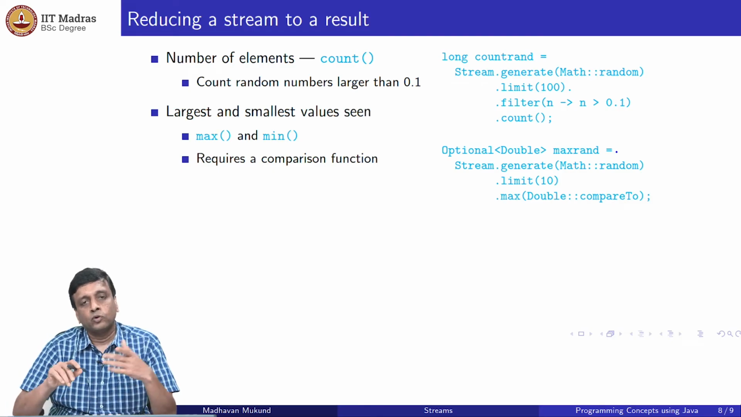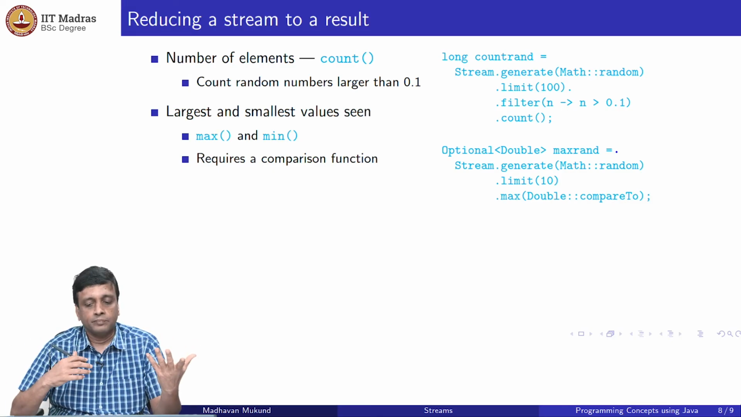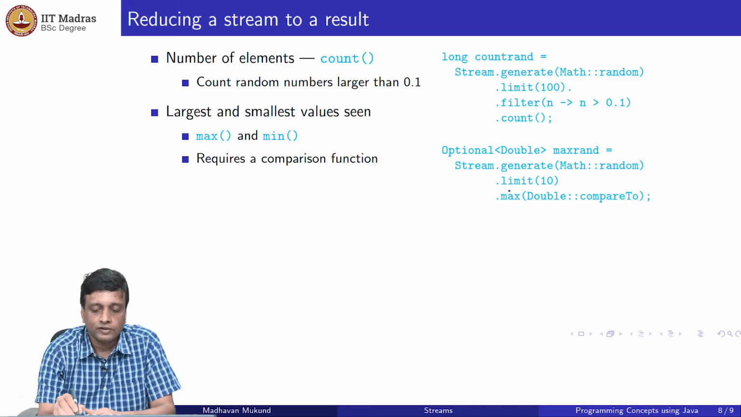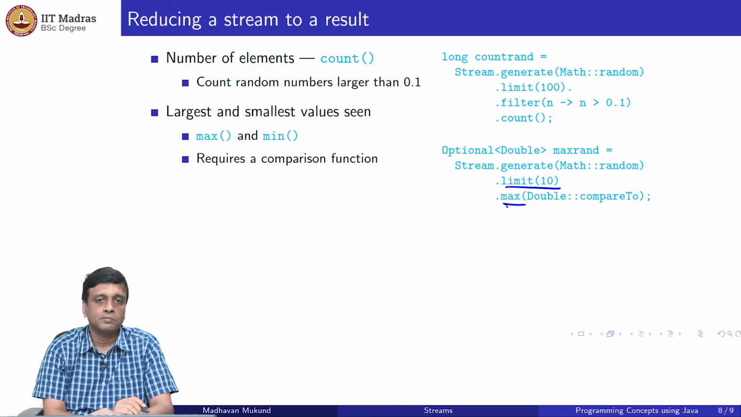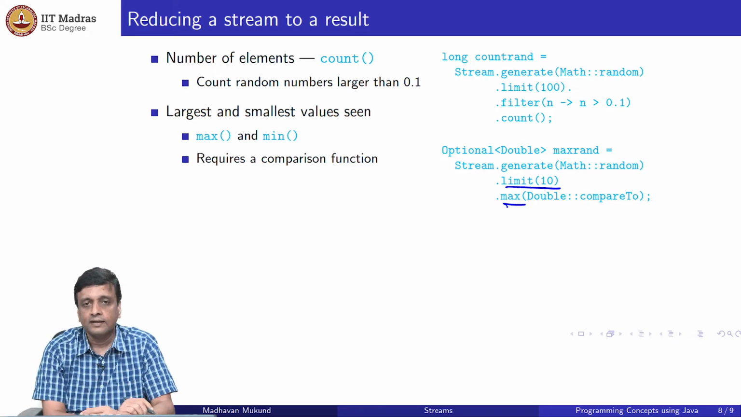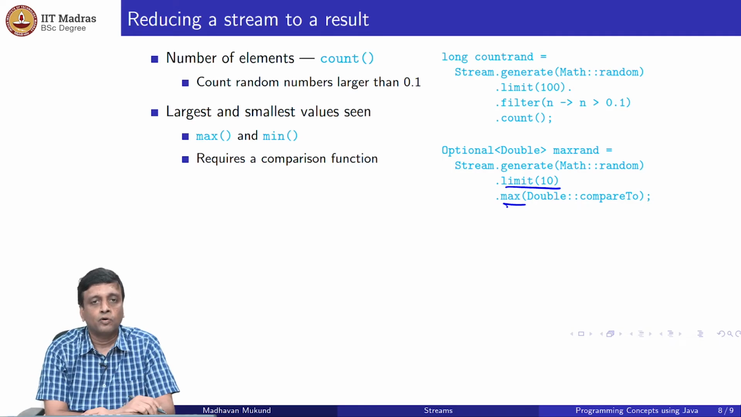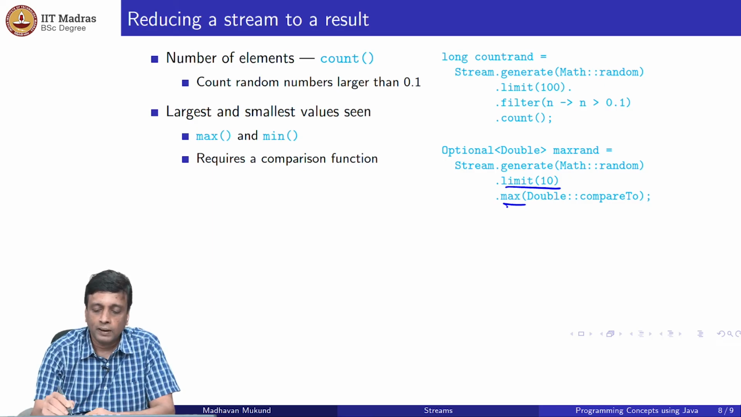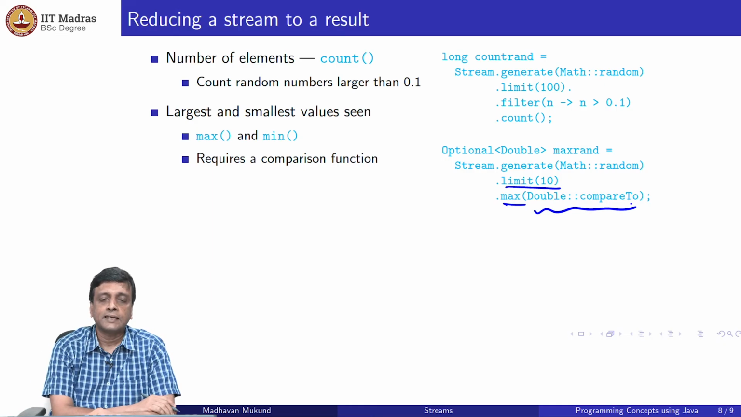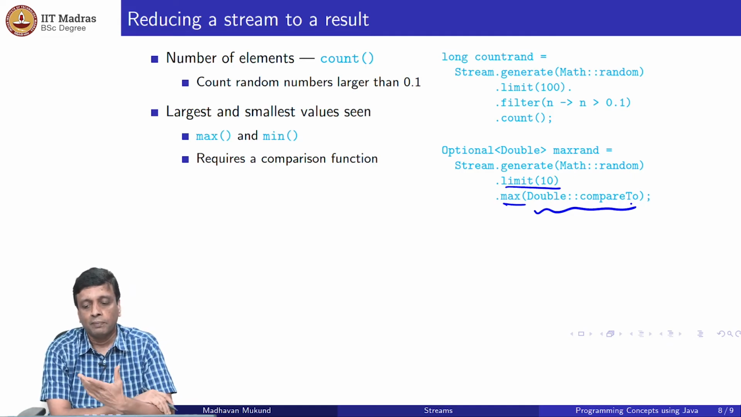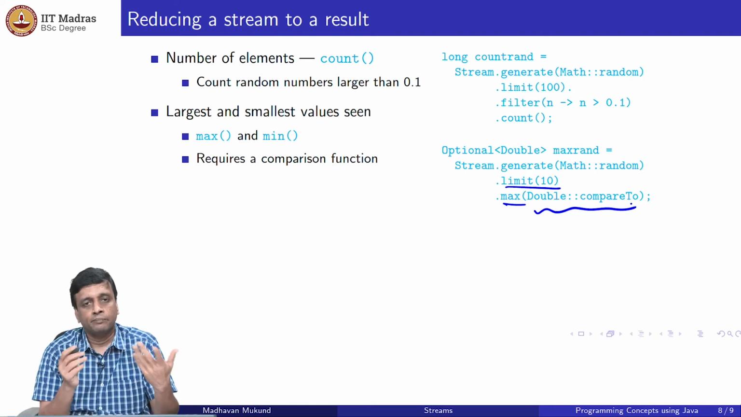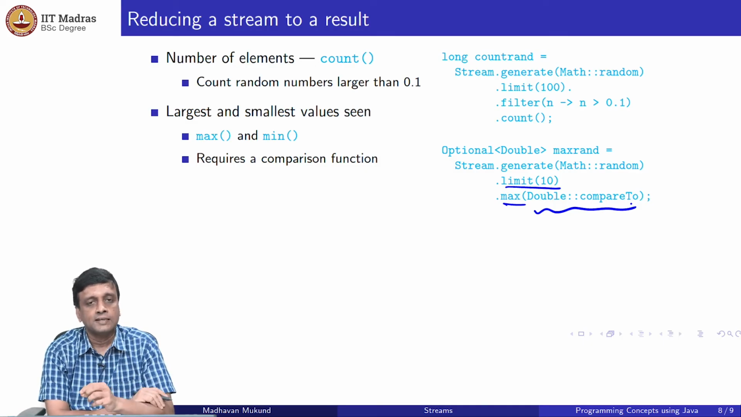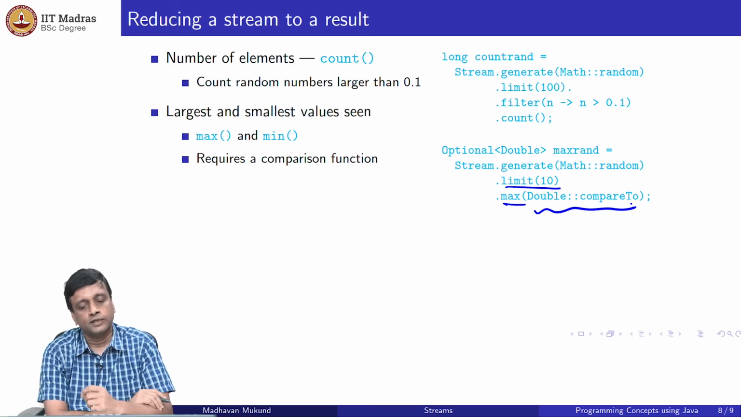The other thing that you might want to do is check something like the maximum or the minimum. I take, say, the first 10 random numbers and I ask what is the maximum one. In general, you can be flexible about how you compare these things, so you have to pass a function. In this case, these numbers are coming from random, so they are doubles. We will pass the static compare function which is defined in Double, and this will allow us to compare two doubles in the normal way so that the maximum is the largest number. But the important thing is that you must pass a comparison function to max and to min. Otherwise, it will produce the max.